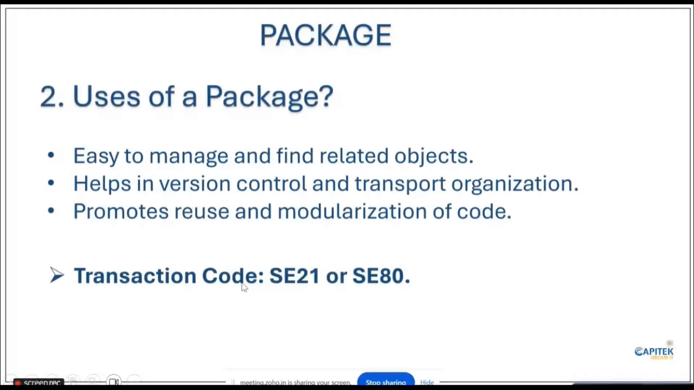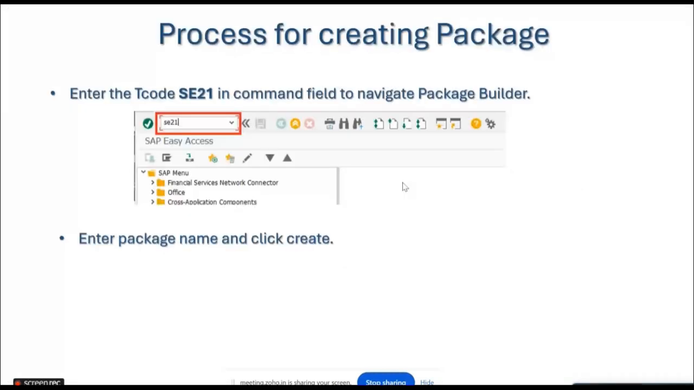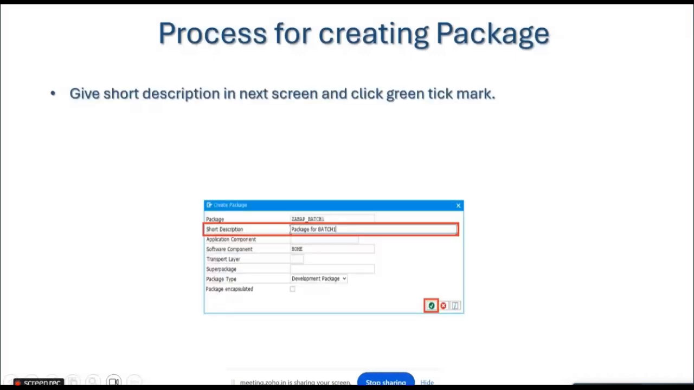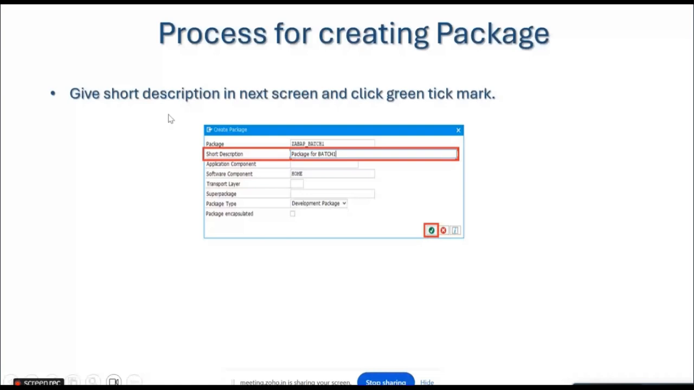The transaction code for creating the package is SC21, or you can also create it in SC80. Let us go with SC21. You provide the package name, which is, as I told you here, ABAP_batch1, and provide the short description, package for batch1. Then this package also has to be saved in a TR, as I told you in the previous steps, the creation of the transport request.